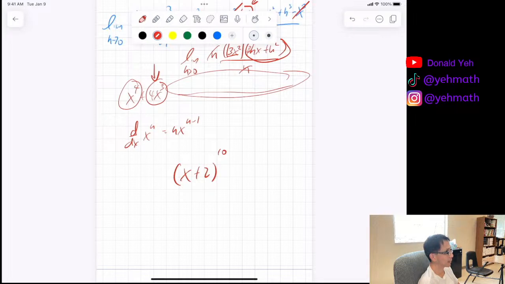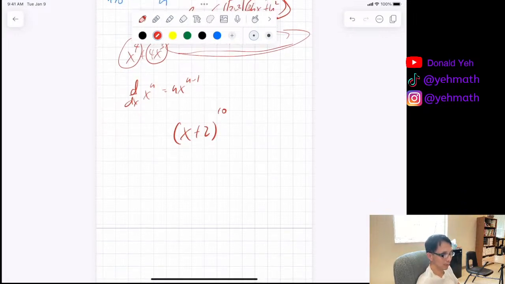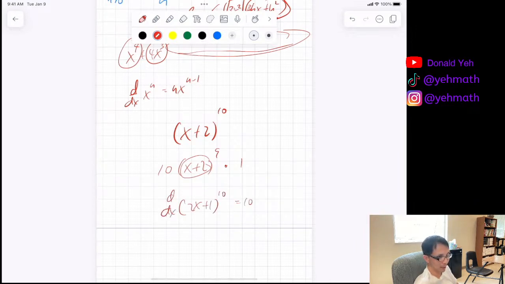So 10 times x plus 2 to the 9th, times the derivative of the inside. It's kind of like the power rule. But you have to multiply by the derivative of the inside, which is 1. In this case, it doesn't matter. But if you have 2x plus 1 to the 10th, then it matters. If I take d/dx here, it's going to be 10 times 2x plus 1 to the 9th, times 2. There's the chain rule.